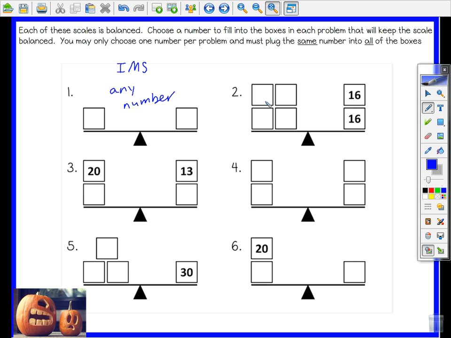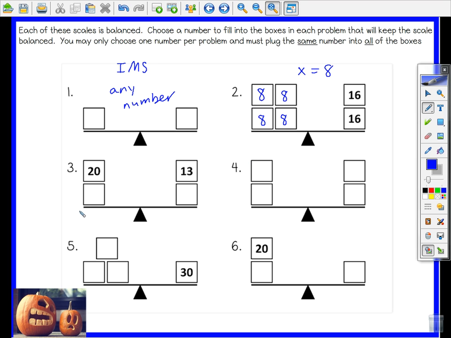For number 2, there's only one number that would work. 4. No, I lied. 8. 8, 8, and 8. Because 8 times 4 is 32, and this side equals 32. So this had an answer. X equals 8. This is one solution.